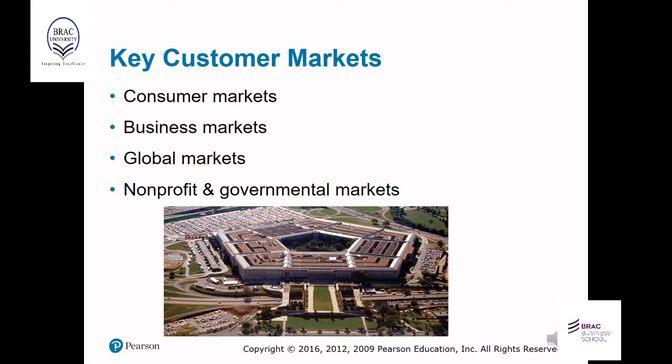So there are so many non-profit organizations. Our BRAC NGO is a non-profit organization. Then there are some government organizations, for example, our WASA, DESA. These are organizations under government control. So we are the customers who are consuming the utilities. So we are governmental markets.